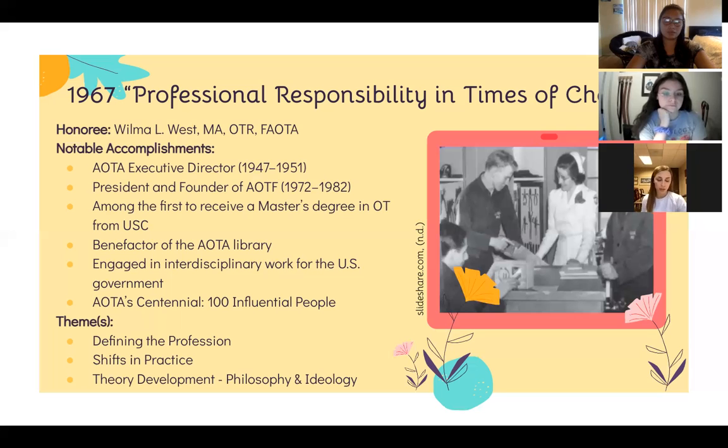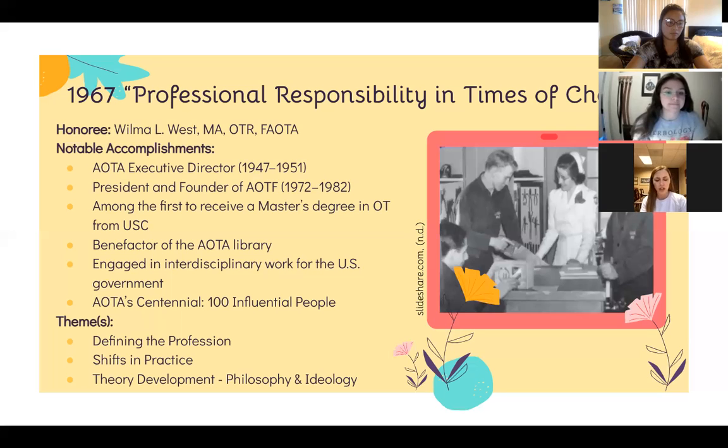So I'll give you a breakdown of the themes. She called for a play of an active role in the definition of the profession, while medicine at large was changing as well. She discussed the need to shift practice from a reductionist mentality to a holistic mentality, looking at patients' treatment and rehabilitation from the perspective of their physical, psychological, and socioeconomic needs.